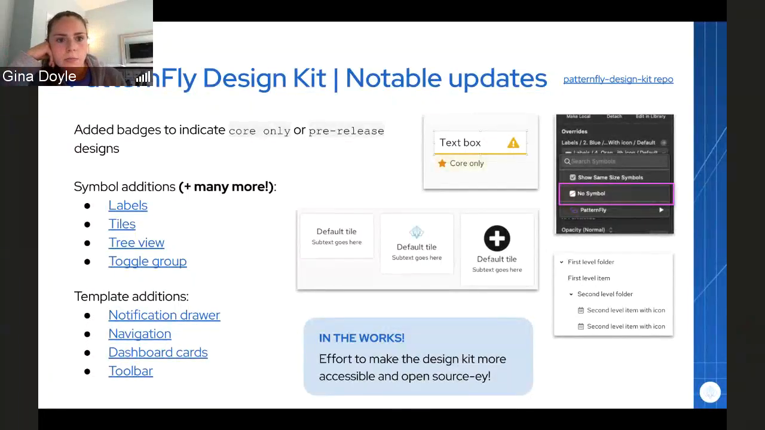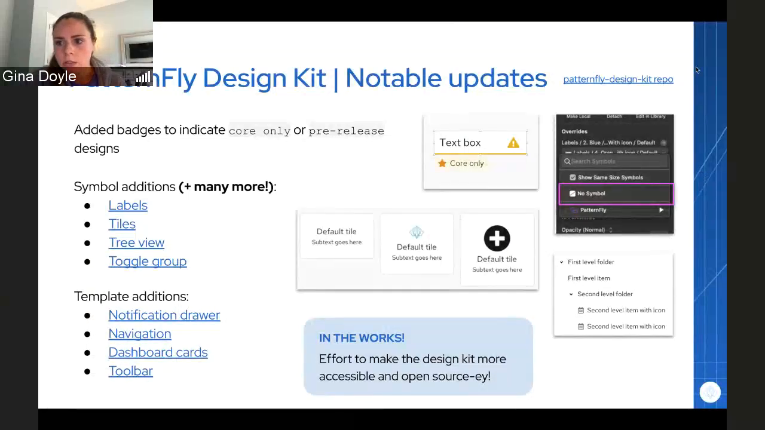So some of the things that we've been doing, we have been doing a lot, but some of the notable updates is we've added these, I called them badges, but they're actually labels. We've added labels to indicate if the component is core only or if it's pre-release. The reason why we added those is so that designers are aware if something is core only so that they don't think it's also in React. So if they're designing with it, they know about that. And then the pre-release would mean that the design is set, but it has not yet been implemented. So you might see those labels attached to the symbols.